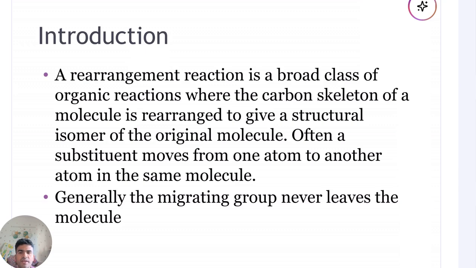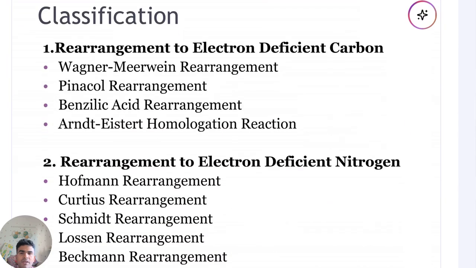So rearrangement reaction is a broad class of organic reactions where the carbon skeleton of a molecule is rearranged to give a structural isomer of the original molecule. Often a substituent moves from one atom to another atom in the same molecule. Generally the migrating group never leaves the molecule. So this is the definition. We will have several examples of rearrangement reactions.